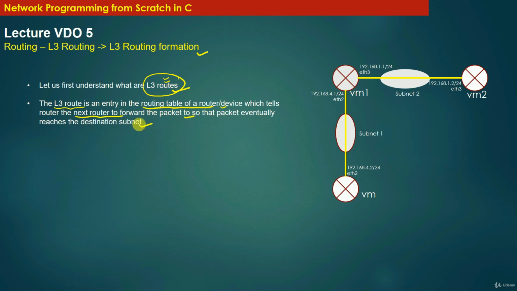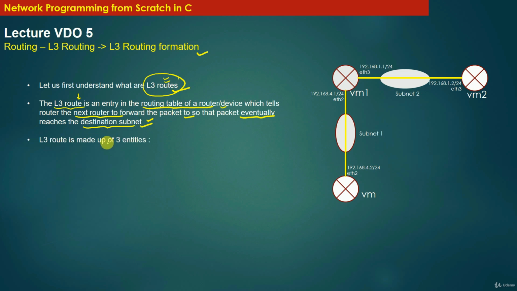subnet. So a layer 3 route is that information in the routing table of the router using which the router knows the next router to which it should forward the packet so that the packet eventually reaches the destination subnet. If every router in the topology forwards the packet correctly to the next router, then the packet certainly will reach its destination machine.